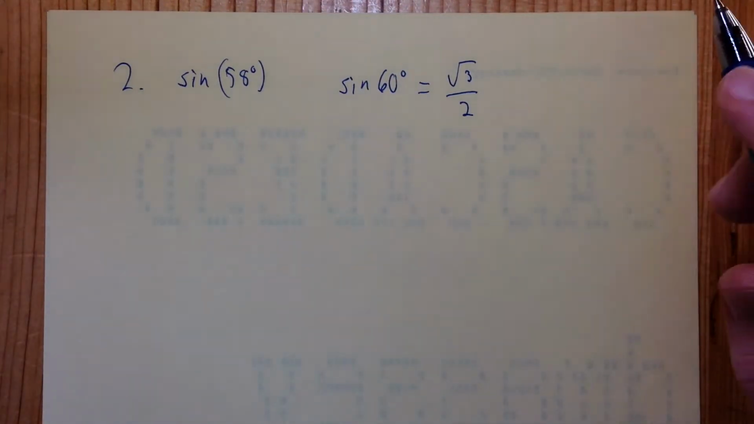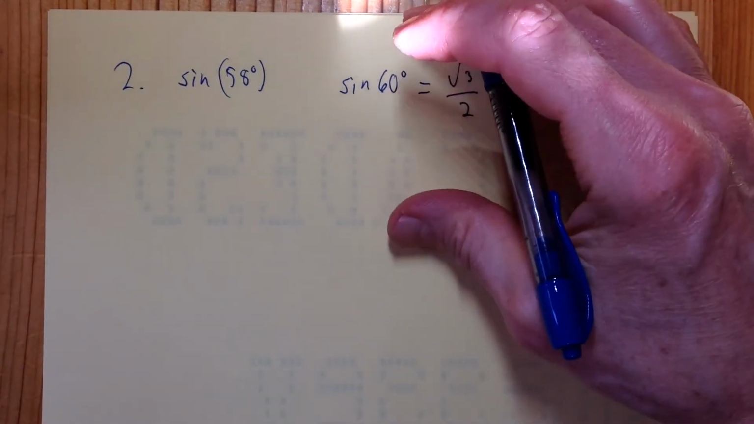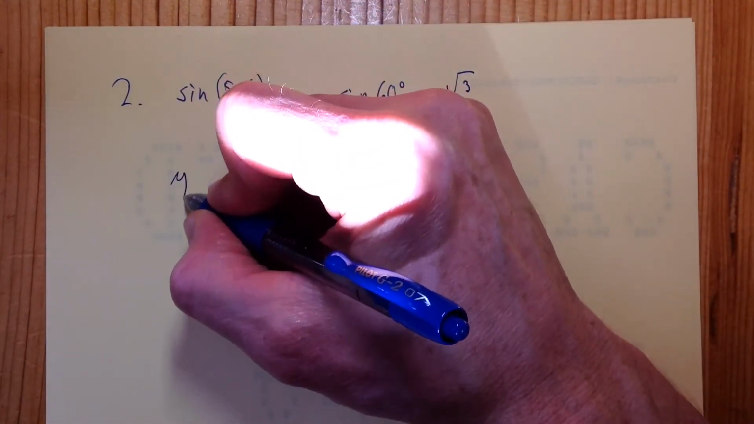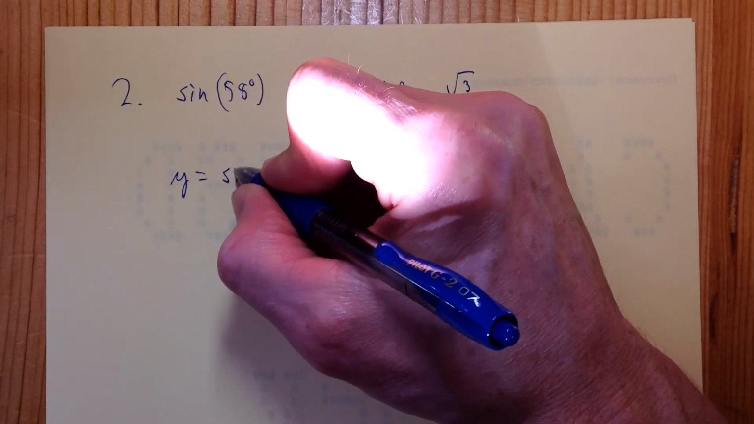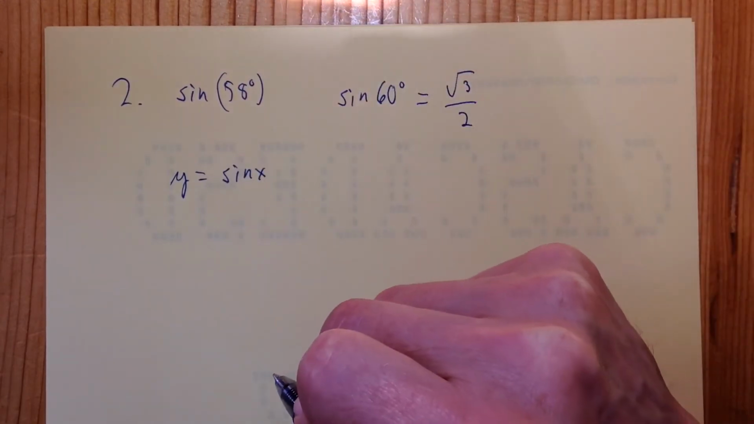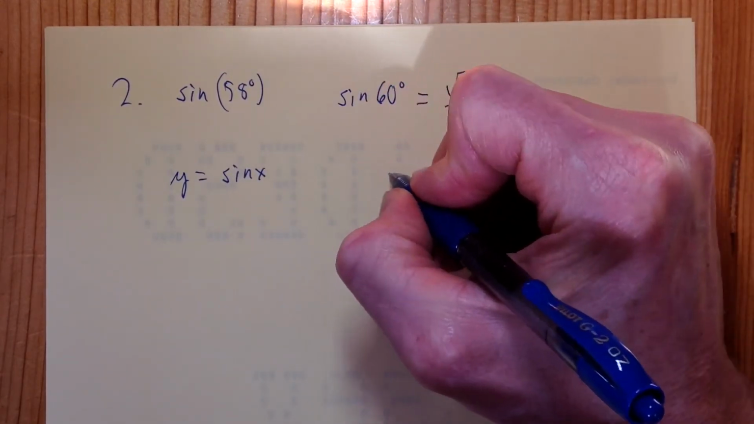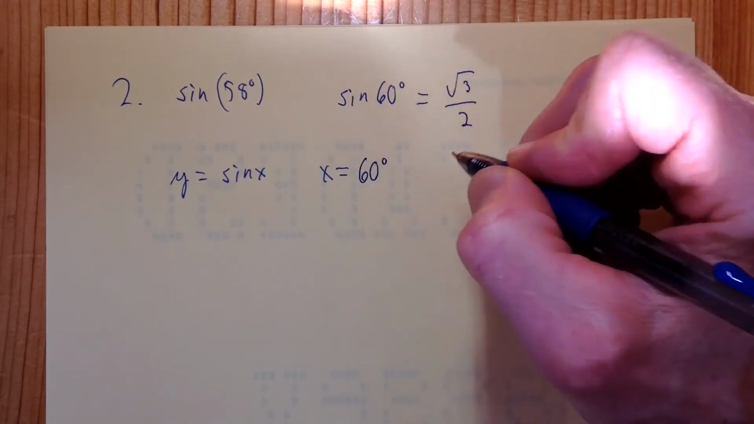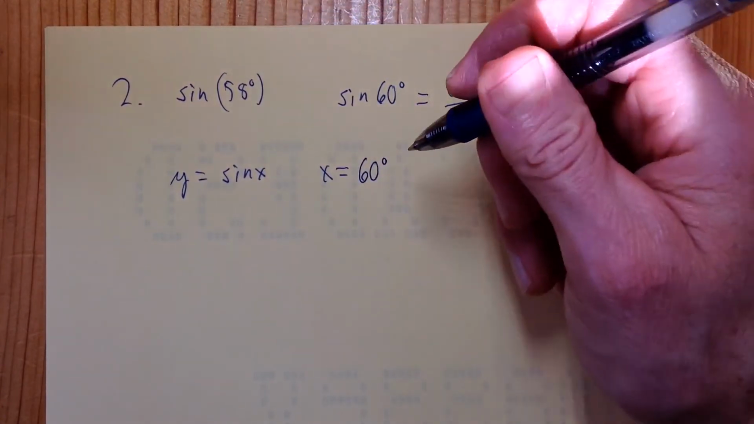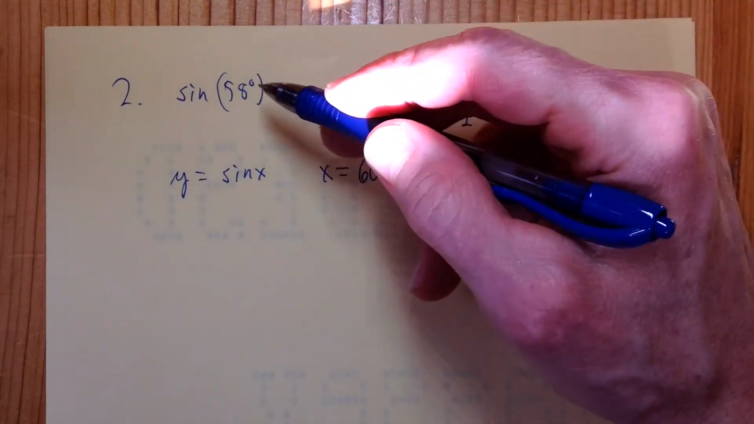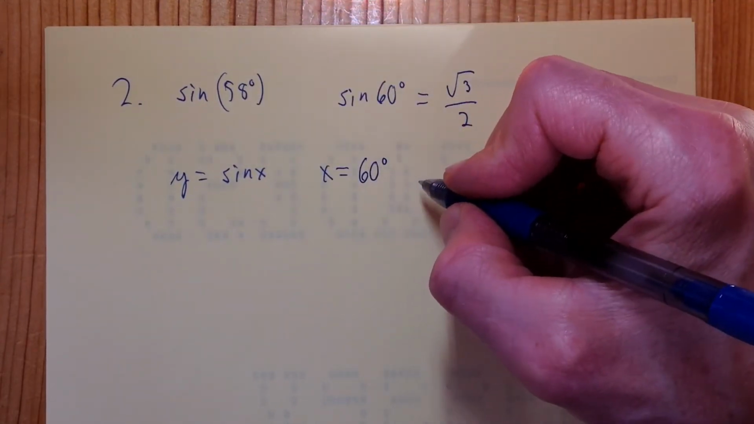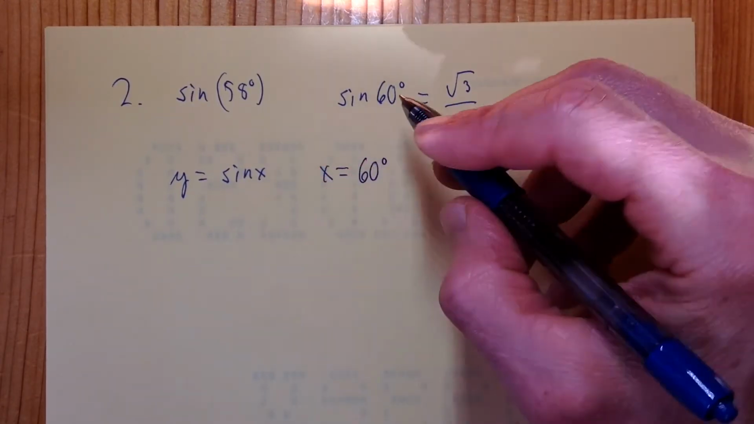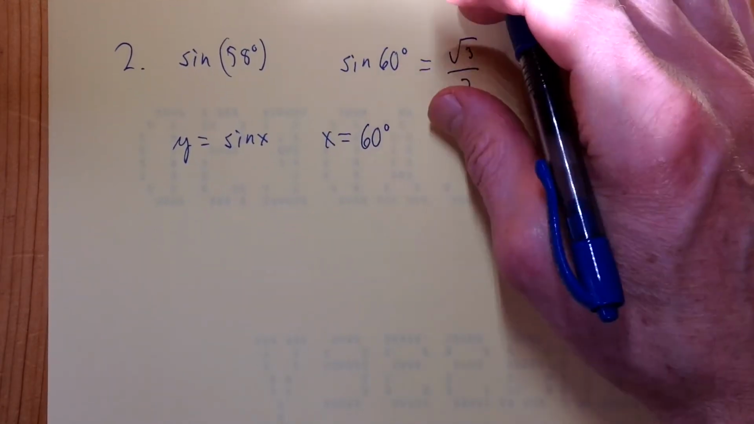Okay, hopefully that's better. So our function y is equal to the sine of x, and we want to do this at around x equals 60 degrees because we know the answer there. Then we can plug in. So that's what we're going to do. Approximate sine of x at about x equals 60 degrees.